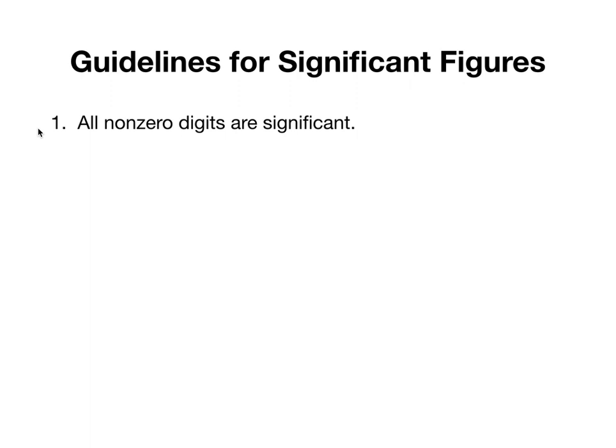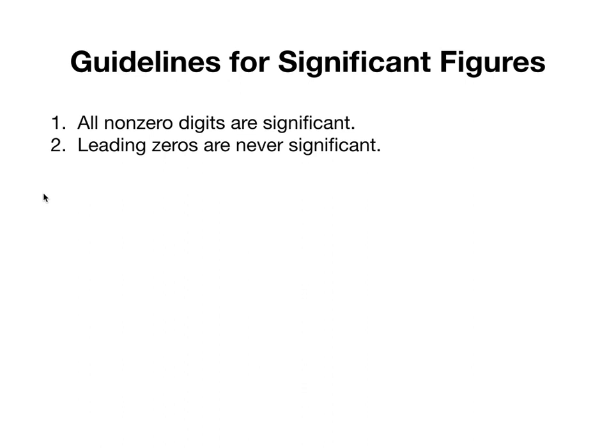Okay. All non-zero digits are significant. So if we have the number 235, all of these are going to be significant. A lot of times we'll abbreviate significant figures. We'll call those sig figs. Okay, so we've got 3 significant figures in 235. 24.86, those are all non-zero digits. All 4 of those would be significant. Okay. So all non-zero digits are significant.